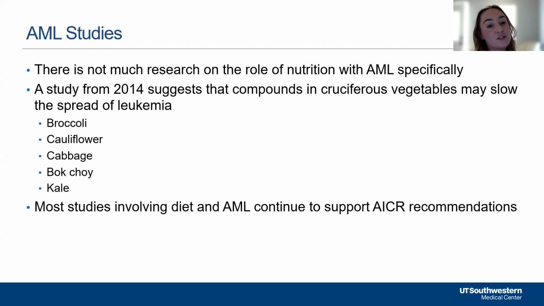So like I said before, unfortunately, there's not a whole lot of research at this time on the role of nutrition with AML specifically. I was able to find one good study from 2014 that suggests that some compounds found in cruciferous vegetables can actually slow the spread of leukemia. So that's going to be things like broccoli, cauliflower, kale, bok choy, cabbage. But most other studies really just continue to support those AICR recommendations, those general anti-cancer diets. So it kind of goes back into what we were talking about before.